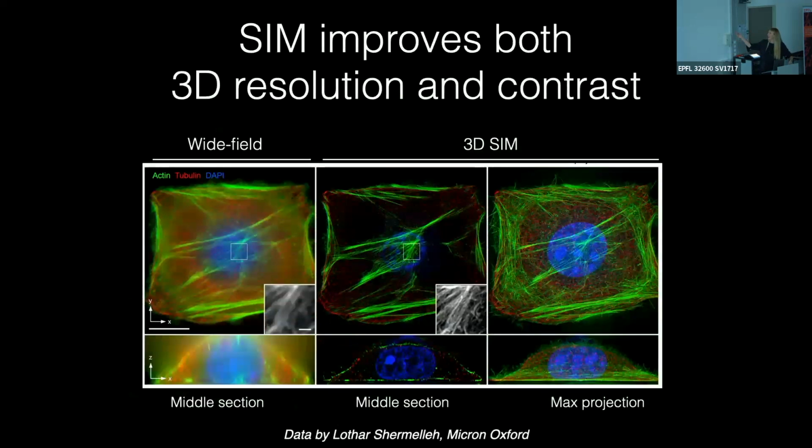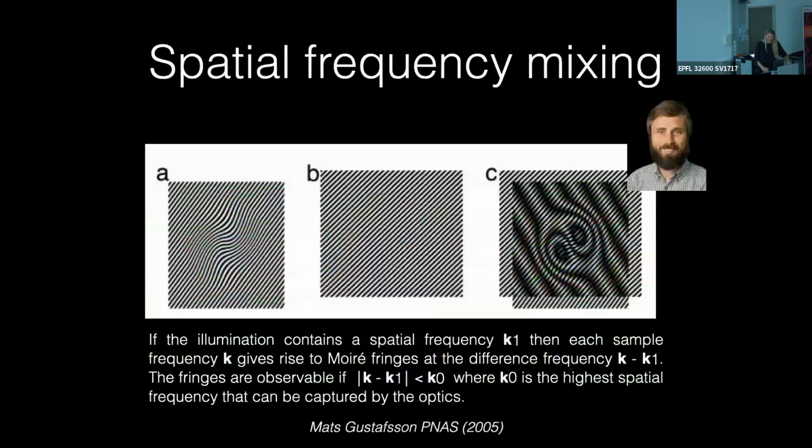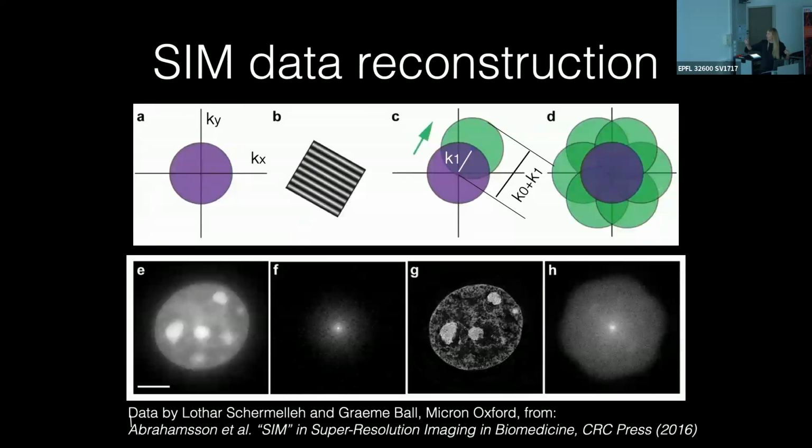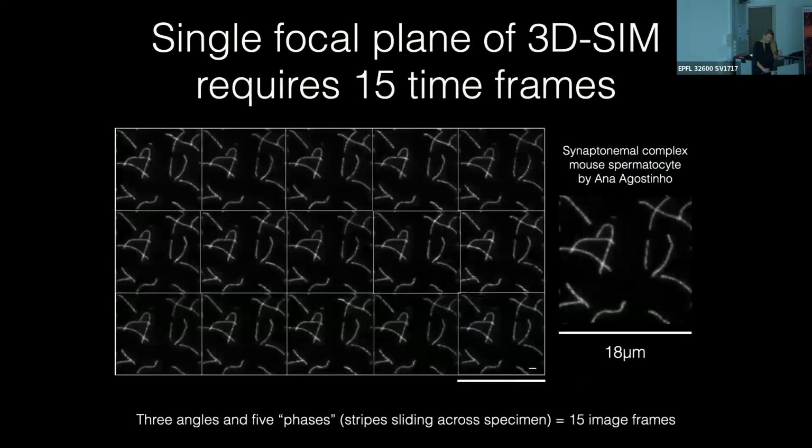SIM, again, improves both resolution and contrast, and it's resolution in 3D, not just 2D. So it's a really beautiful method. It's spatial frequency mixing. You have a spatial frequency of your illumination that mixes with the frequency of your sample. So all of a sudden, these little guys through moire patterns arising can be seen. And you do a little bit of reconstruction, and you move these components out in Fourier space in order to reconstruct the super resolved data or higher resolved data.